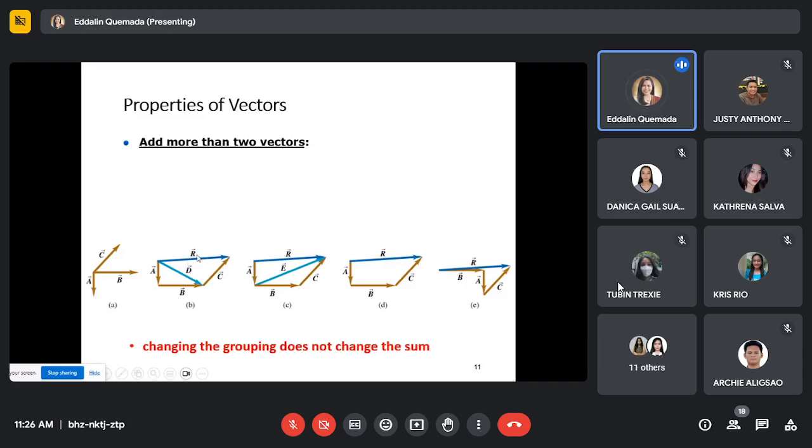Nakafollow sa scenario B, class? Yes, miss.